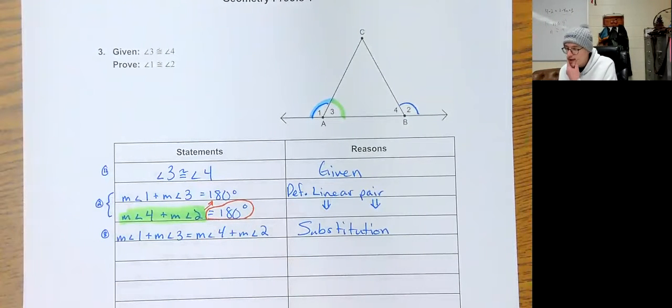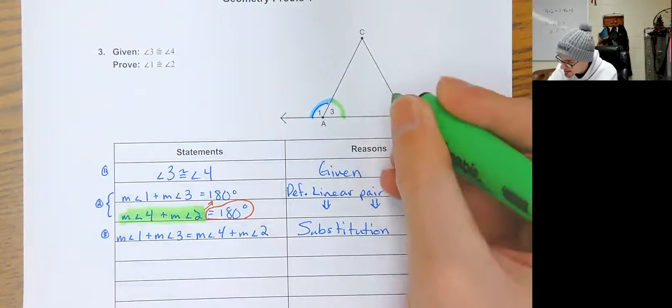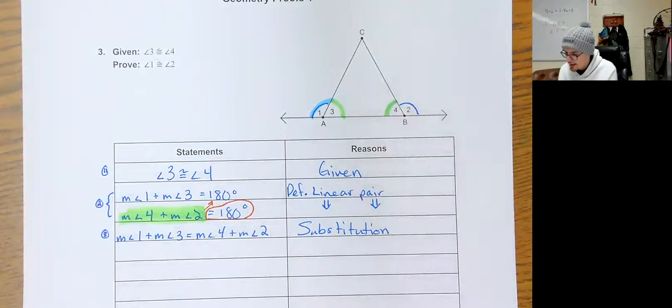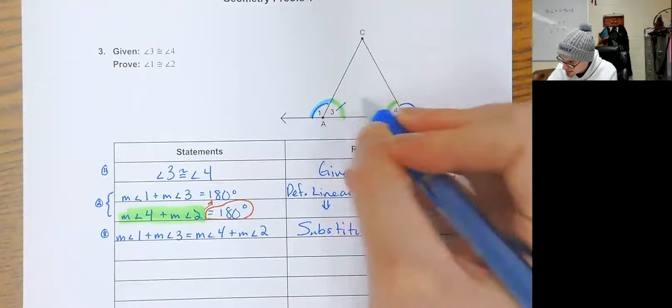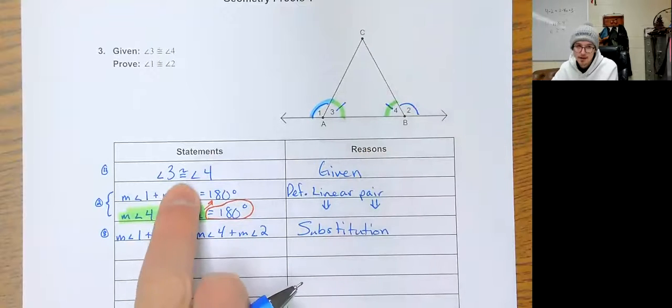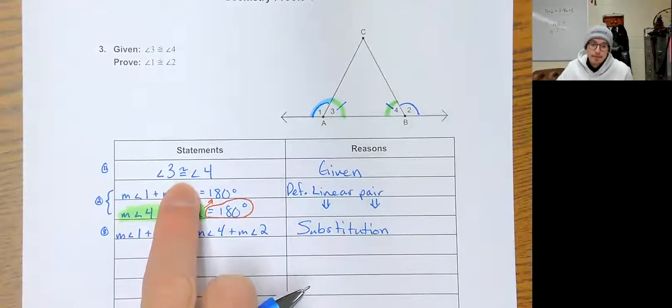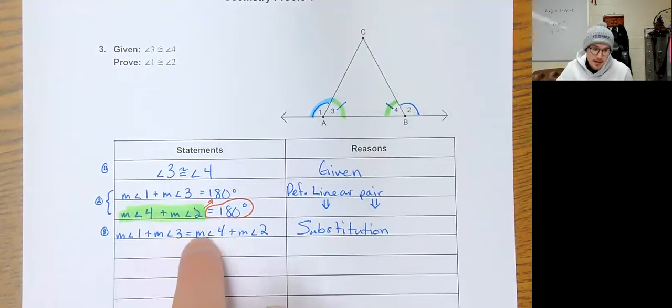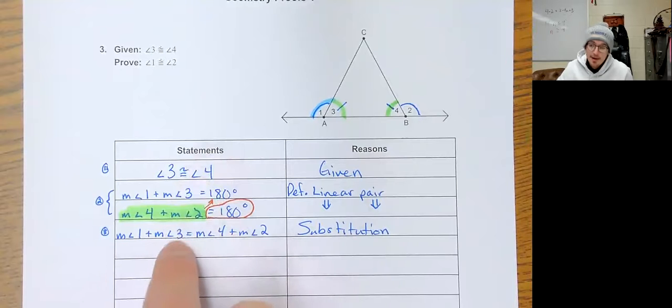Now I know something special about angle 3 and angle 4. I know that angle 3 and angle 4 are actually the same angle. They're congruent. And I know they're congruent because I was given that they're congruent. However, this is talking about congruent angles. This is talking about adding together and setting equal angle measures.